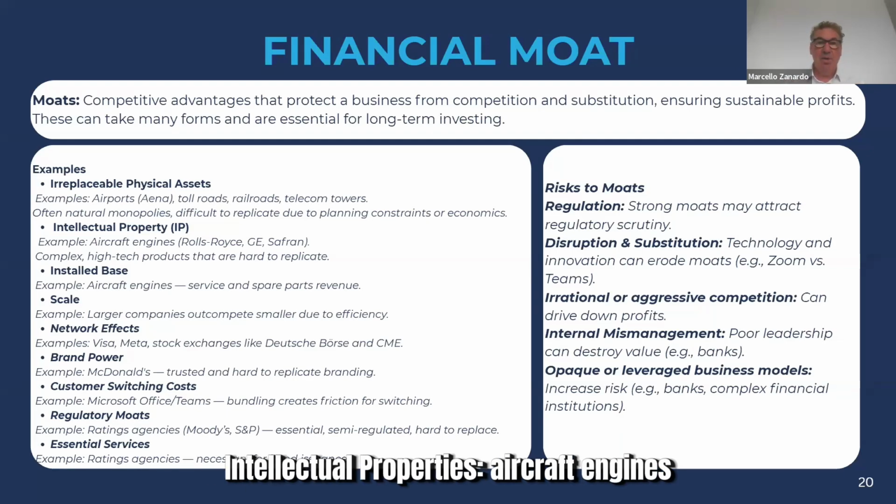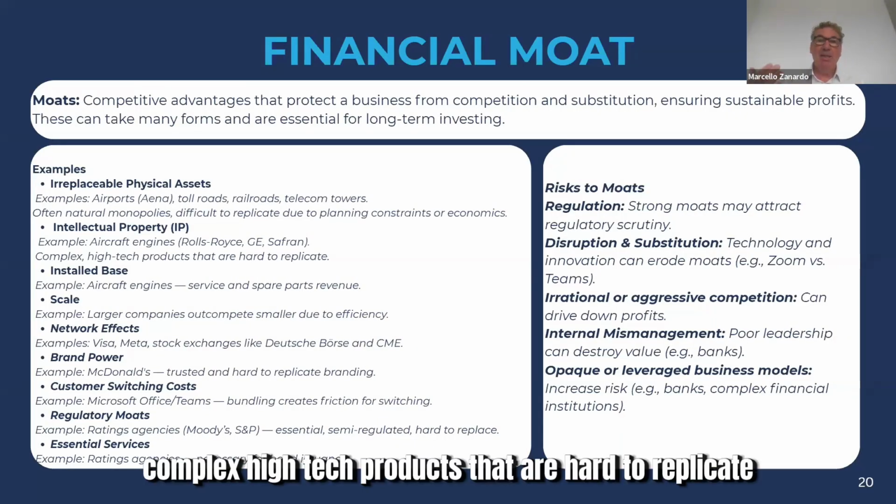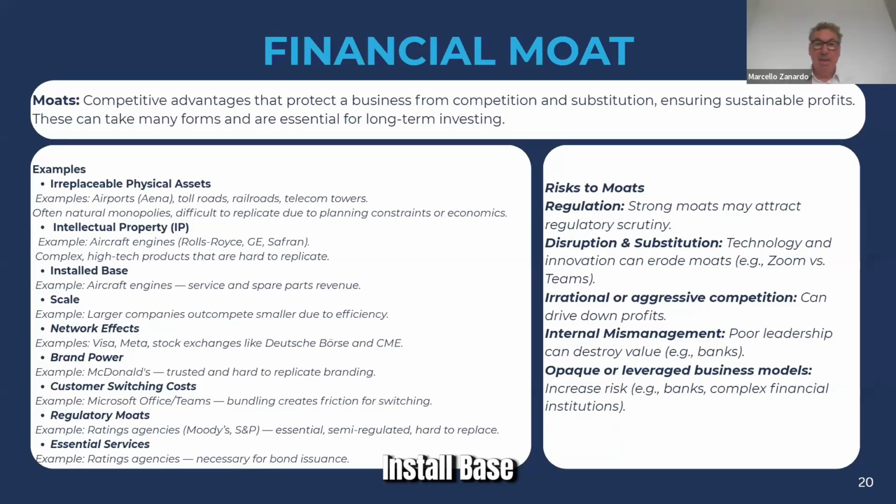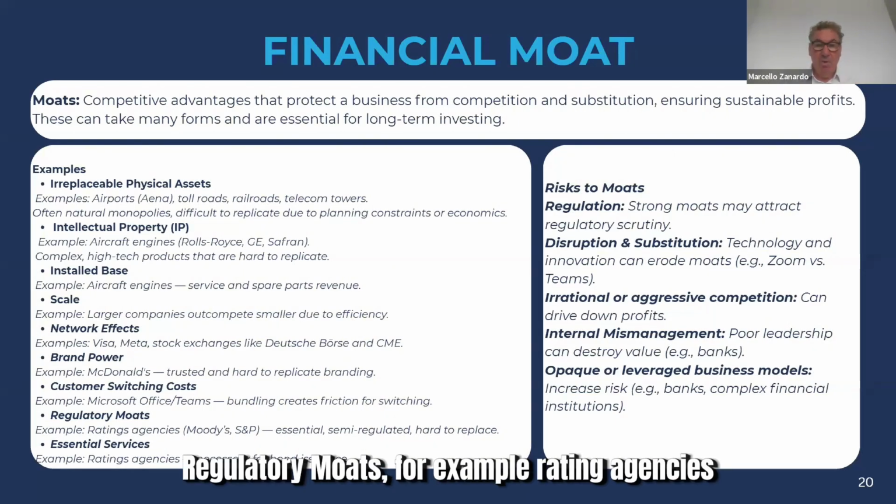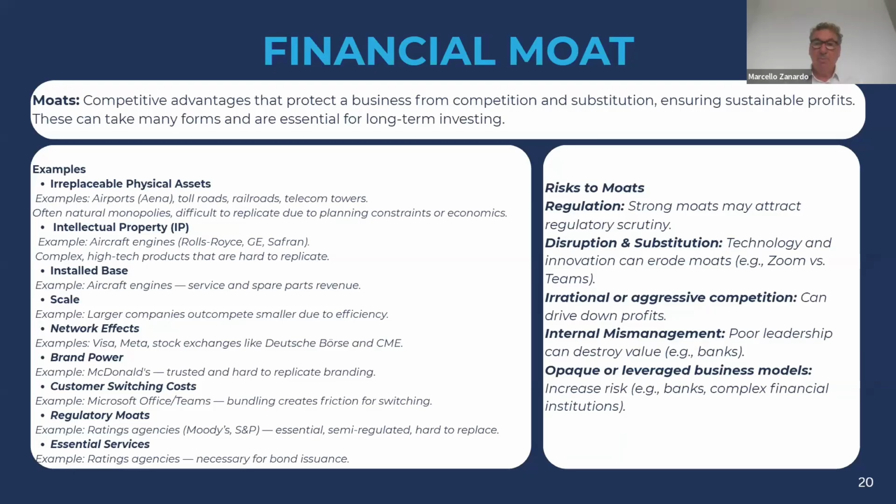Intellectual properties, aircraft engines, complex high-tech products that are hard to replicate, install base, scale. Larger companies outcompete smaller due to efficiency, network effects, Visa, Meta, stock exchanges like Deutsche Börse, brand power. Look at Apple. How can Apple sell their products at much higher margins versus other mobile phones? Regulatory moats, for example, rating agencies, essential, semi-regulated, they're hard to replace, or essential services.